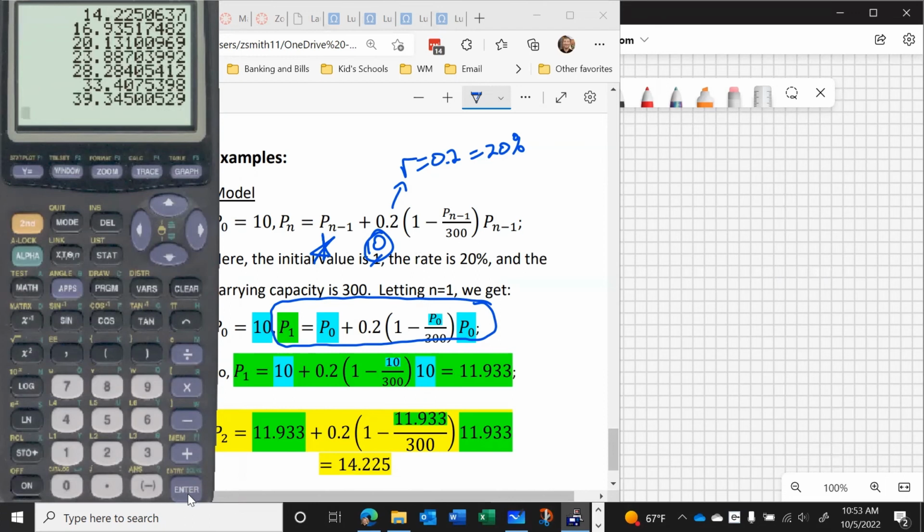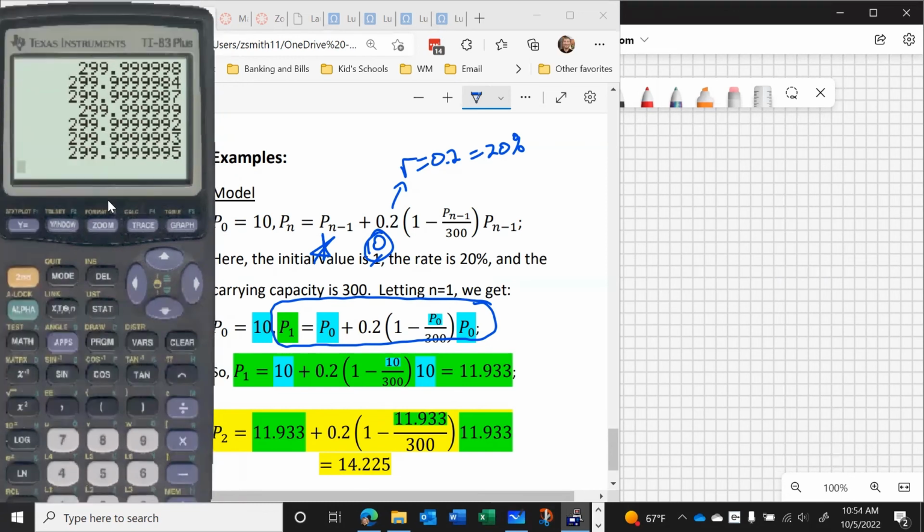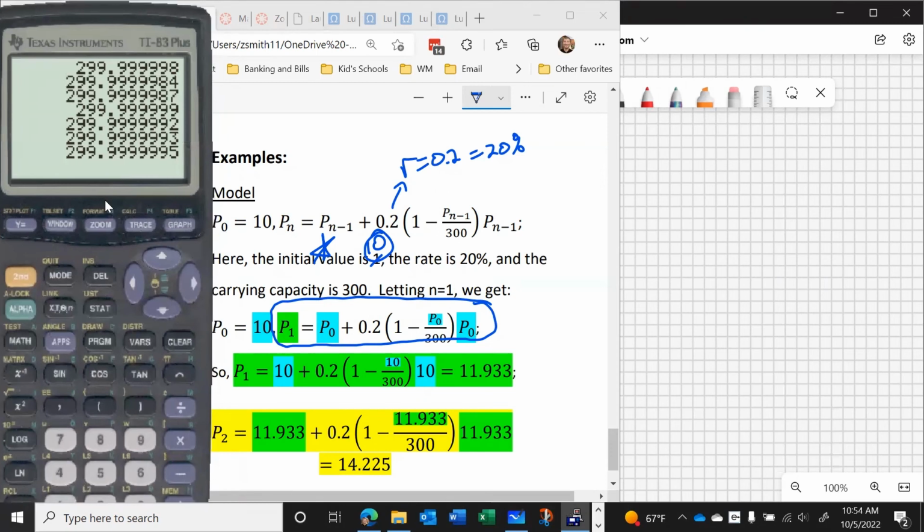I want to just do this for a bit. Oh, it's slowing down, it's slowing down, it's slowing down. We've almost filled up this poor pond. If you keep going, eventually it'll get close enough to 300 that the calculator can't see that it's different from 300, and it'll finally say 300. But actually, it never quite gets there. But you can see we are approaching the carrying capacity.